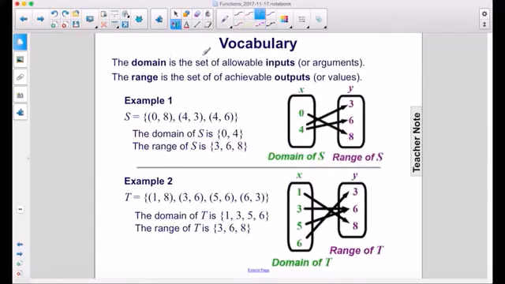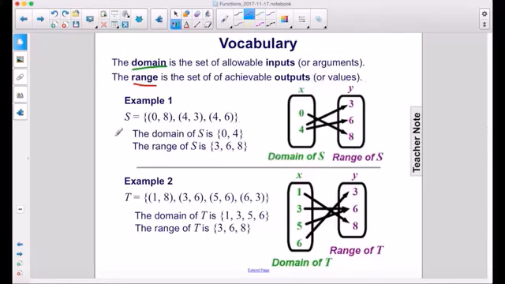Here's some more vocabulary. A domain is a set of allowable inputs or arguments. In this case, the domain would be X, all of the X values. And the range is the set of achievable outputs or values, which are, in this case, the Y values.